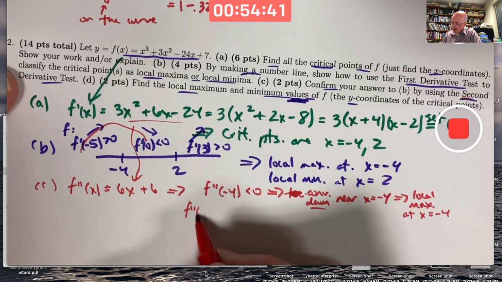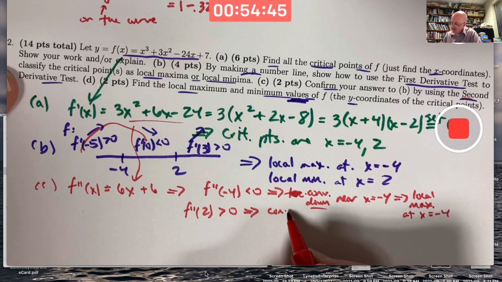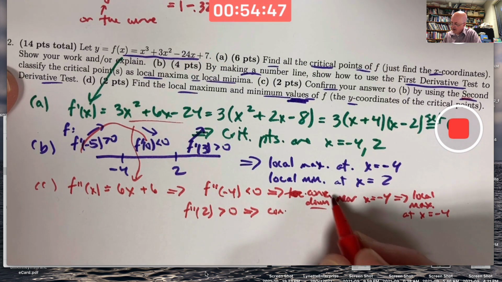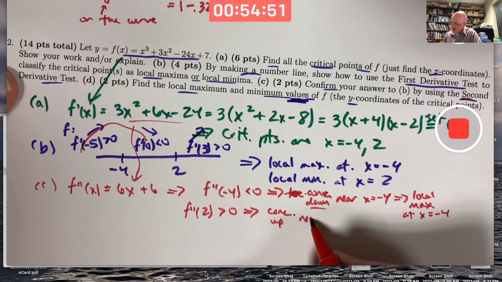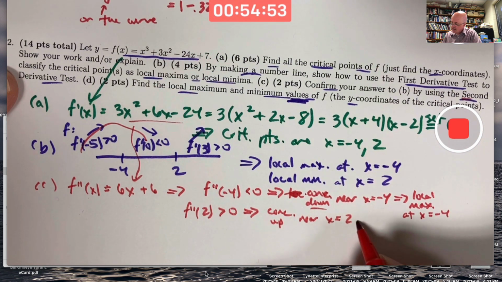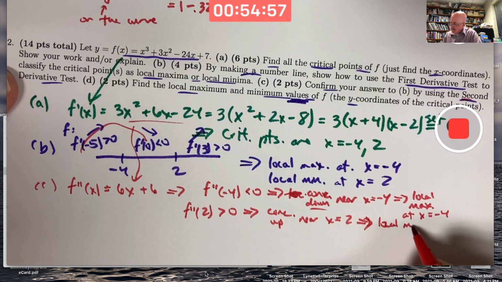On the other hand, f double prime of 2 is positive, so it's concave down, and concave up near x equals 2. So there's a local min at x equals 2. So we're confirming the answer.